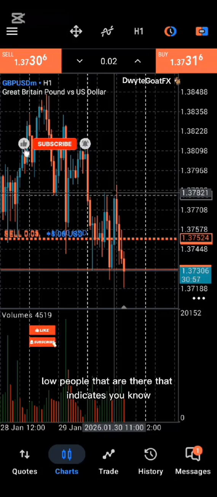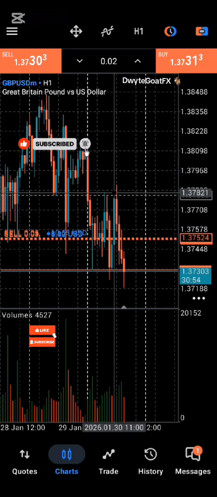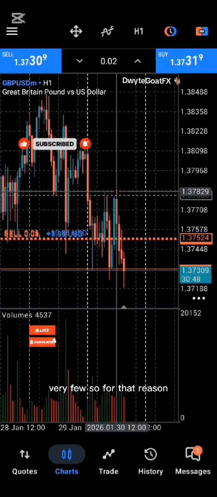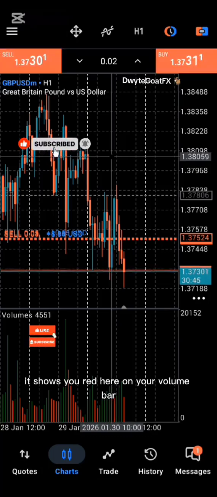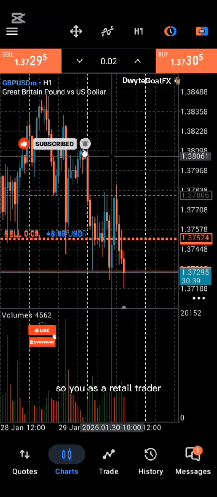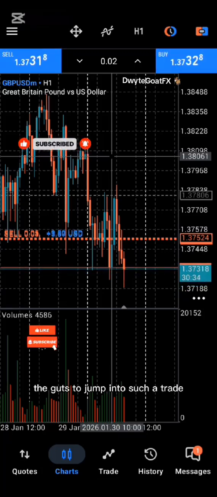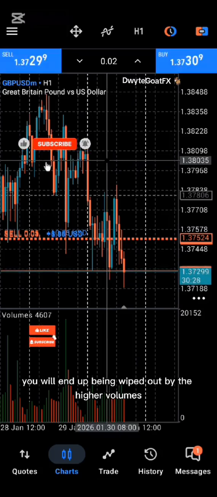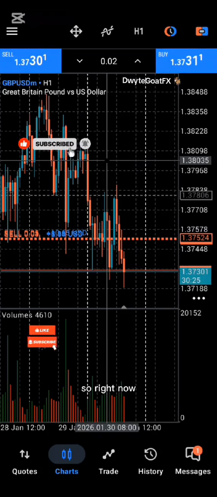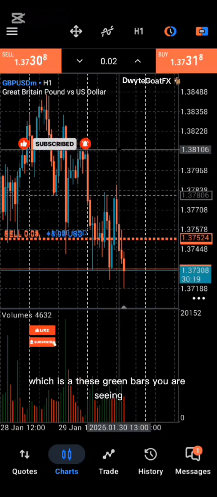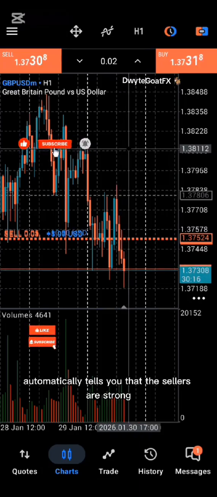That indicates that the people that are trying to buy this market are very, very few. So for that reason, it shows you red here on your volume bar, telling you that there are low participants in this trade. So you as a retail trader, you don't have the guts to jump into such a trade, because if you do that, you end up being wiped out by the higher volumes. So right now, when the higher volume steps into the market, which is these green bars you are seeing, automatically it tells you that the sellers are strong.